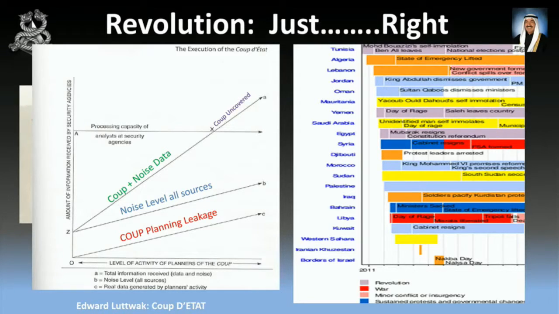On the y-axis, we have all the data the intelligence agencies are going to go through. The A in coup planning leakage is what's going to leak out when I'm planning a coup operation and talk to my advisors and the hackers. The blue line above is noise levels, and the green line, coup plus noise data, is all the intelligence that comes through, and the little X point is when the coup is uncovered. Obviously, you want to keep your OPSEC quite low so you don't get detected.